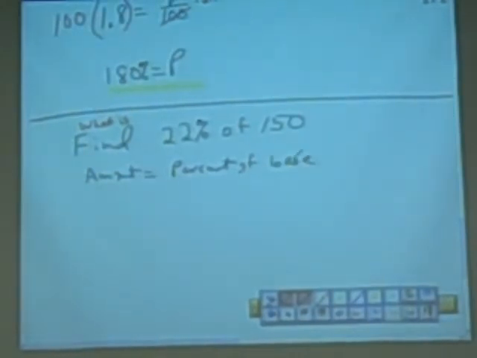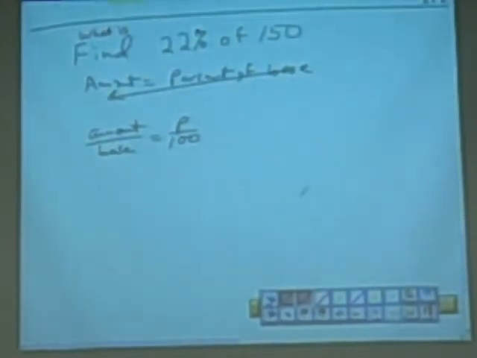Well, we've got to take that base and move it down into the denominator, right? So this would be like saying amount over our base equals P over 100. Percent over 100, so our amount, we don't know what that is, so that's X. Our base, we said that's 150. 22, that's our percent, that's going to be 22 over 100.